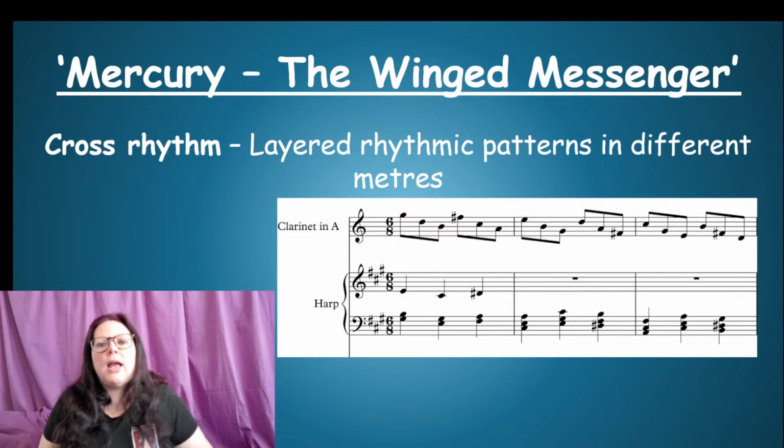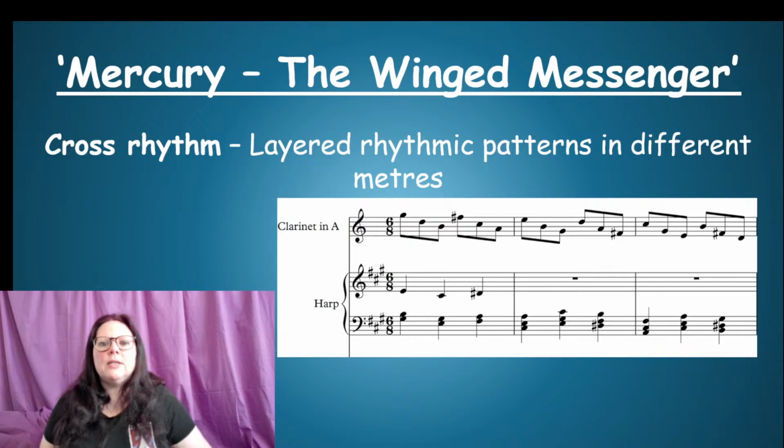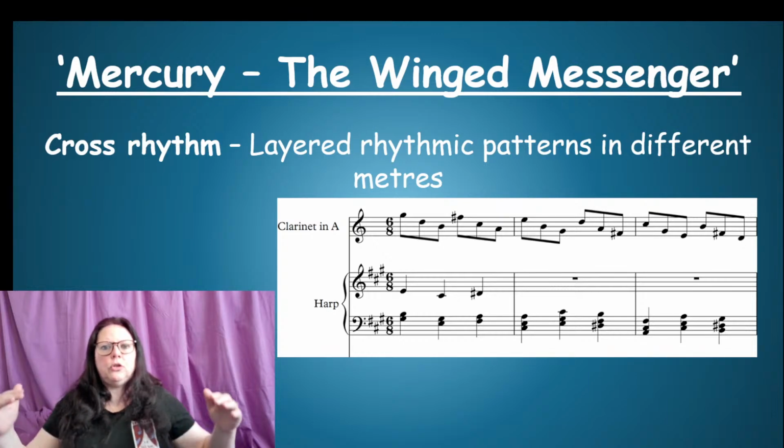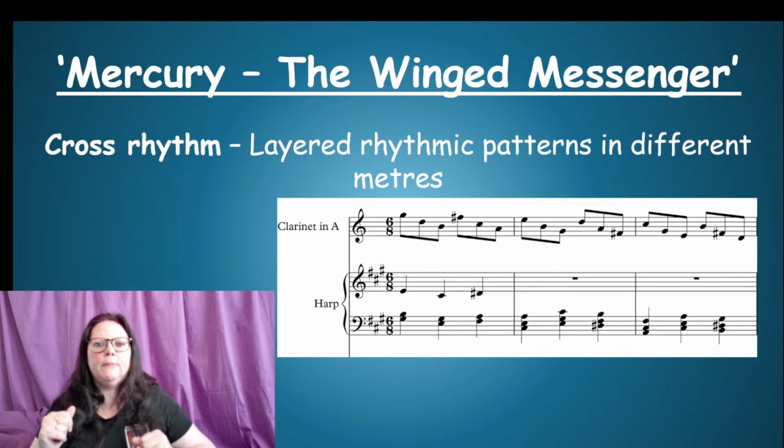If we have a look at the harp part, which is written underneath the clarinet part, it looks like it's written in 3/4. There are 3 crotchet beats in a bar, 3 1-beat notes. And when we're counting in 1-beat notes, we would be going 1, 2, 3. 1, 2, 3. Okay.